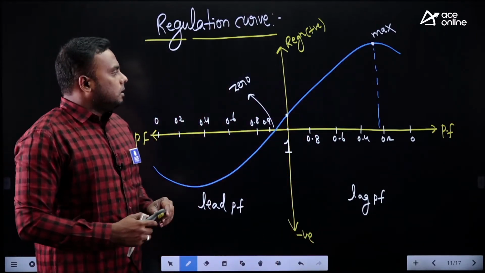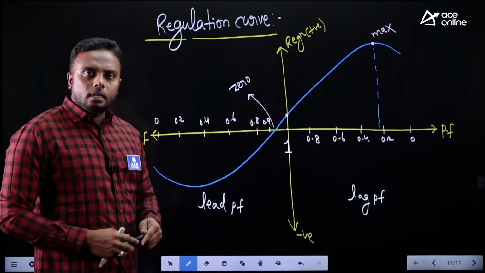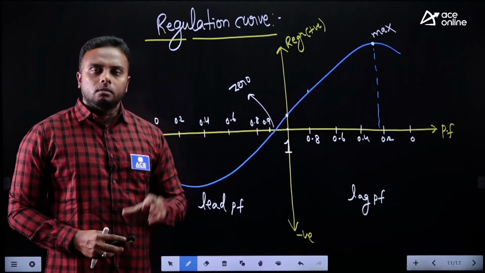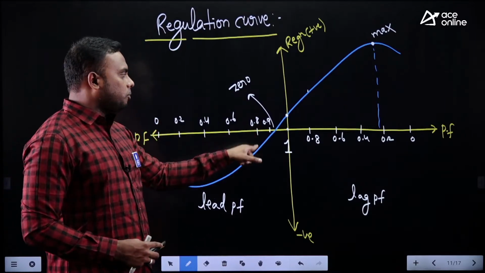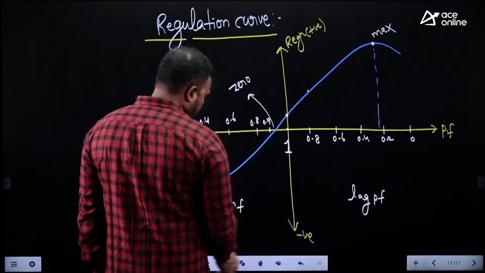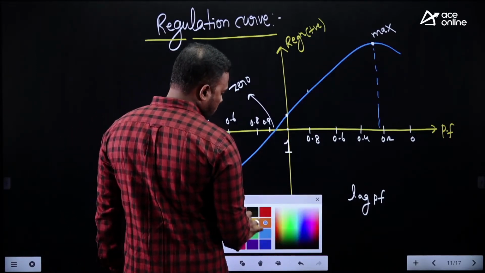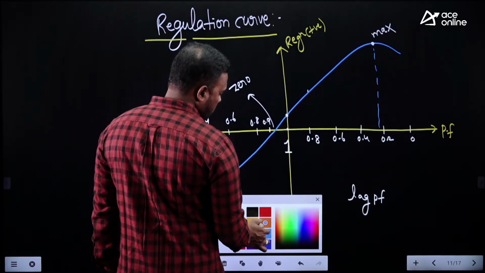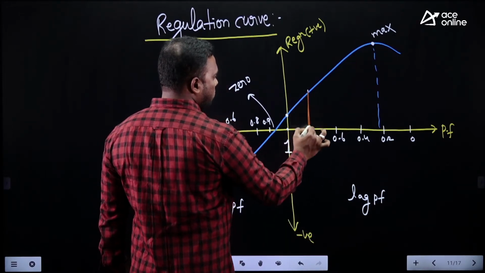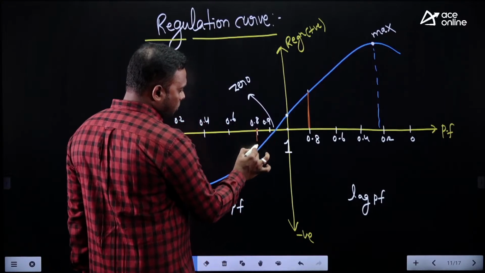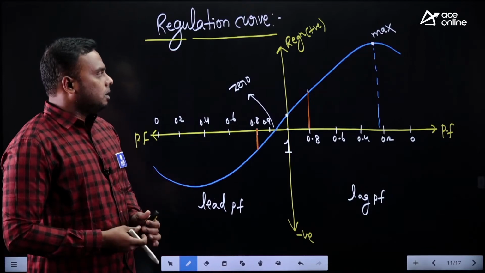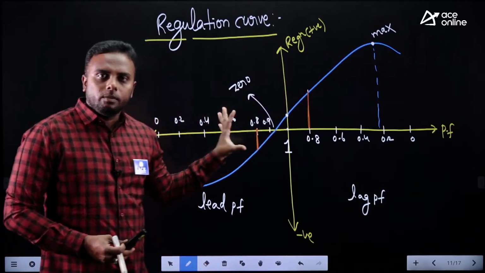Okay. Now you may get questions here directly. If regulation at 0.8 lagging is some 10%, what is the regulation at 0.8 leading? Is it minus 10%? No. Because at 0.8 lagging, observe this one. Whatever the magnitude of regulation we have at 0.8 lagging, at 0.8 leading we don't have the same magnitude of regulation, it is different. This is not the same, because this regulation curve is an unsymmetrical curve.